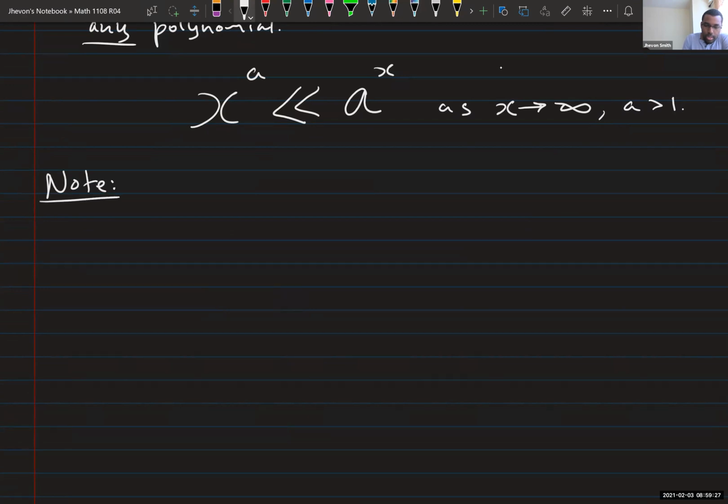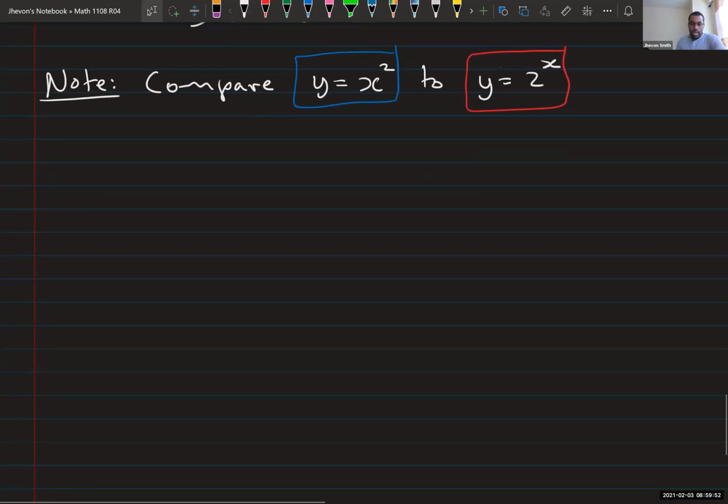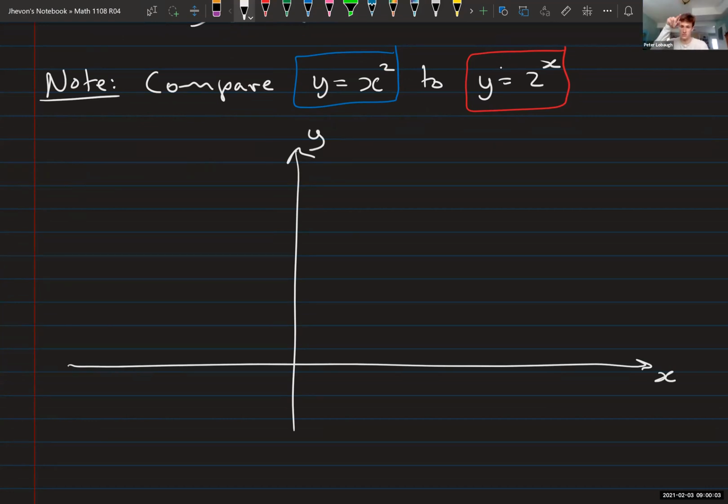Note. Let's compare two things. Let's say I wanted to compare y equals x squared to y equals 2 to the x. I'm going to sketch this one in red, and I'm going to sketch this one in blue. So tell me, what does y equals x squared look like? Just a u, right? And it passes through the origin. Okay, good. Not so bad.